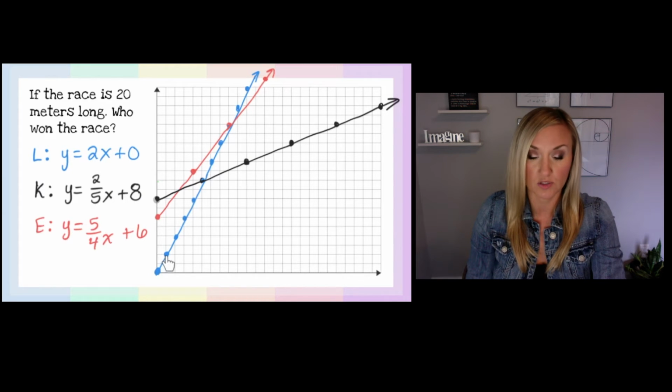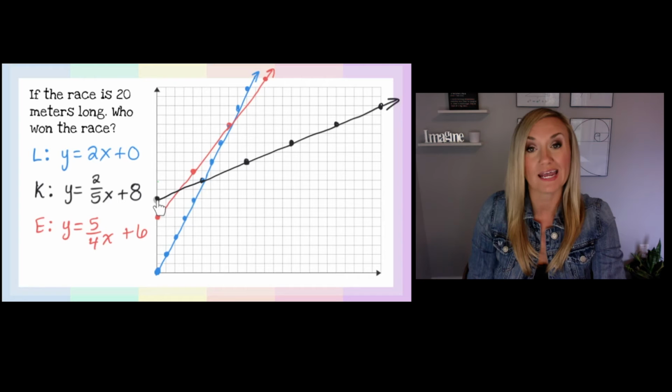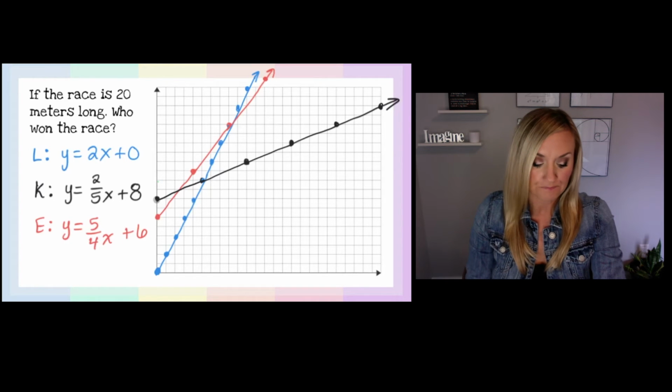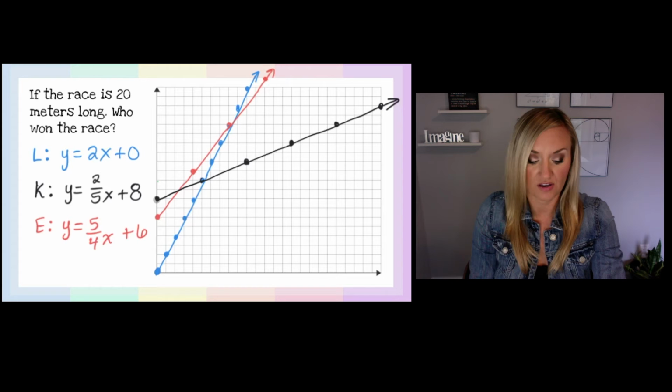For Leslie's, she started at 0, and the slope is 2, so 2 over 1. So I went up 2 to the right 1, up 2 to the right 1, and I just continued to do that all the way through the graph, so I had a nice straight line. Then for Kristen, I went up 8 because she had an 8-meter head start, and then I went up 2 over 5, up 2 over 5, and I just continued on. And last is Evie. Evie had a 6-meter head start, and her rate was 5 meters for every 4 seconds. So up 5 over 4, up 5 over 4.